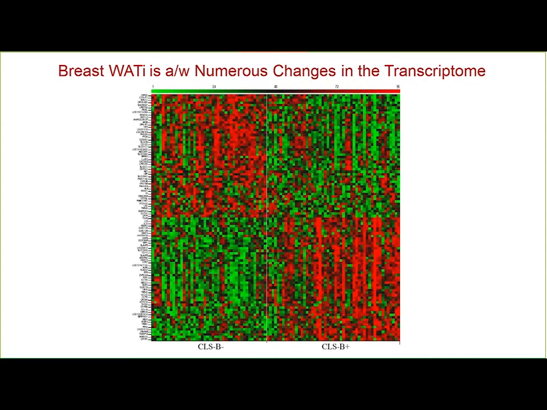And here you see the results of our RNA-seq analysis. The take-home message is that breast white adipose tissue inflammation, a histologic biomarker, if you will, is associated with numerous changes in the transcriptome. And I realize this is a mixed audience, so as a reminder, each of these columns represents a different subject. Each of these rows represents a different gene. Here you can see the CLS-B negative cases separated by this white line from the CLS-B positive cases. And the take-home message is that there are a large number of differentially expressed genes in breast tissue in association with inflammation.